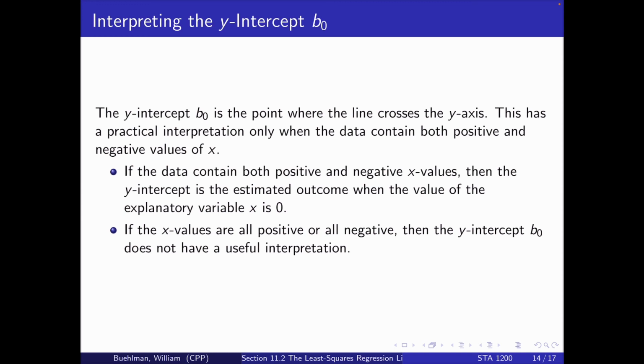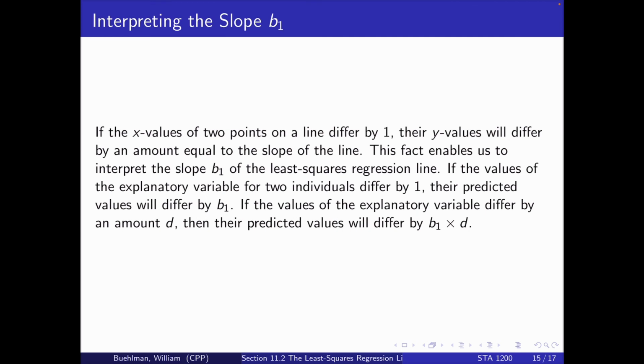If the x values are all positive or all negative, then the y-intercept b0 does not have a useful interpretation. So if we go back to our housing example, what does b0 equal there? What does the y-intercept mean? What it means is the selling price of a house that is 0 square feet. Can a house be 0 square feet? No. The house wouldn't exist. So this is the case where, since we have all positive values, the y-intercept doesn't have a useful interpretation, because we can't predict the price of a house that has 0 square feet.